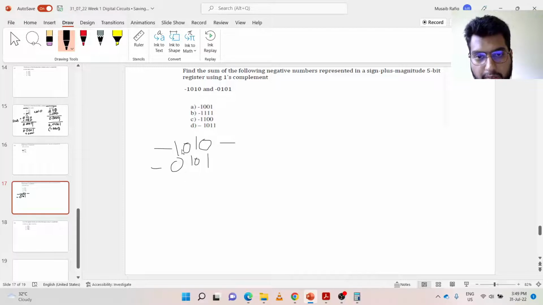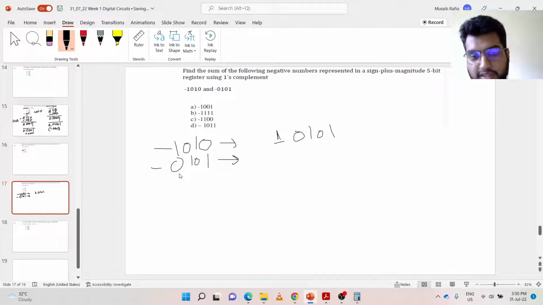Our number 1010's ones complement will be 0101, and since it's a negative number, the sign bit will be 1. Then we'll take the number 0101 and take its ones complement, that is change the zeros to ones and ones to zeros. So it is 1010, and our sign bit.